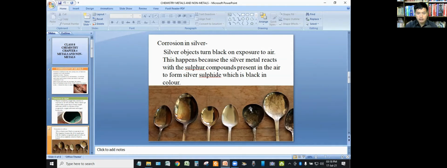And this silver, what it forms is that it forms silver sulfide, which is black in color.